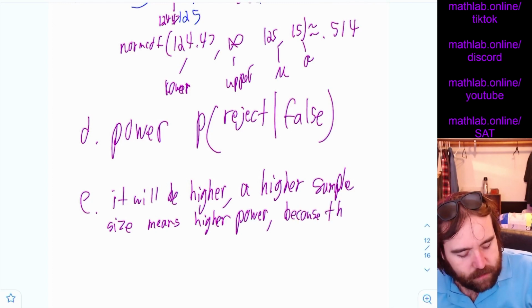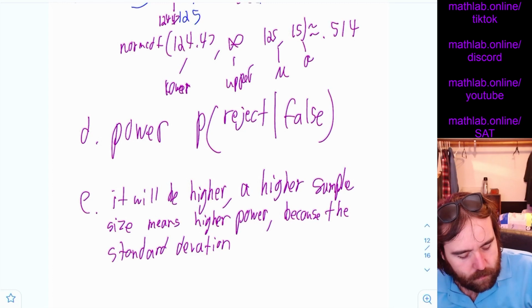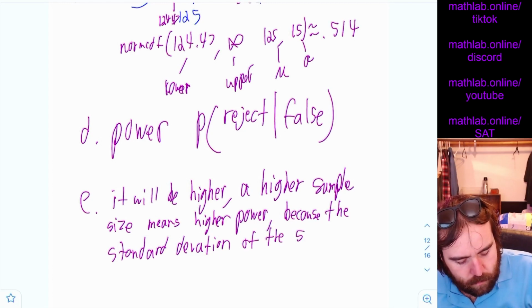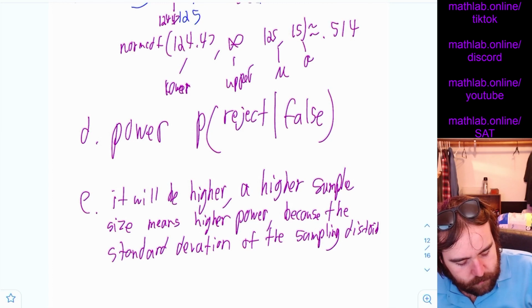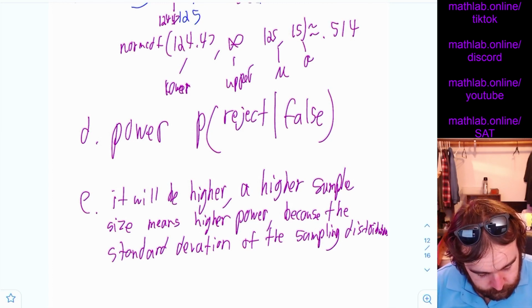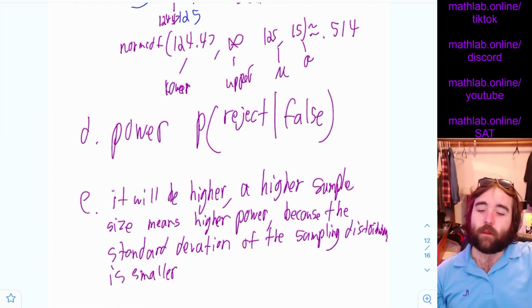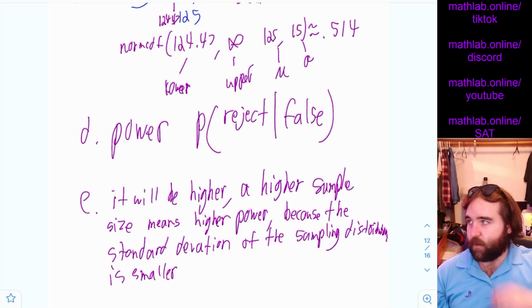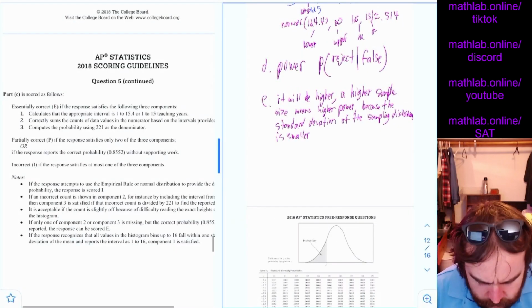Because the standard deviation of the sampling distribution is smaller. Don't abbreviate that, otherwise it could be like the sample distribution. All right. We dropped the pencil. Boy, that was loud. I apologize. And that's got to be it. So let's check the answers. But I really think I covered everything there.